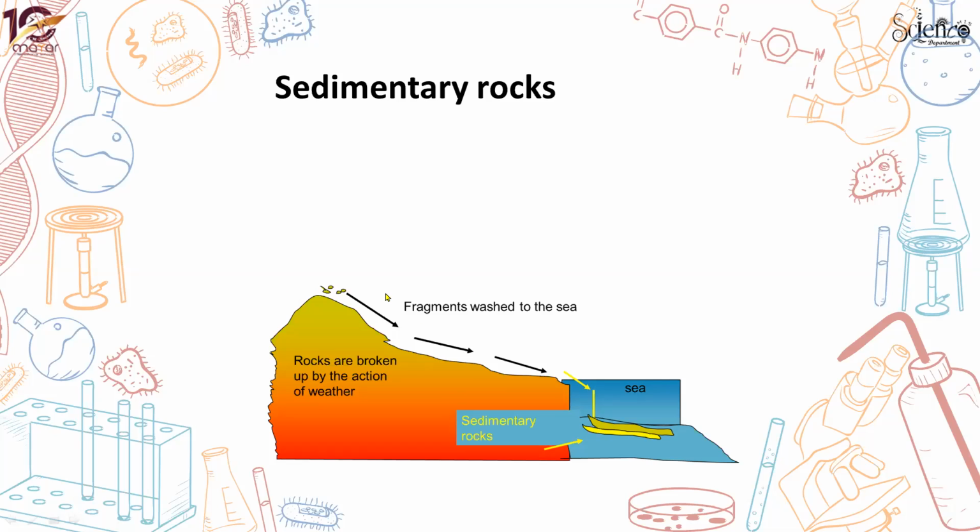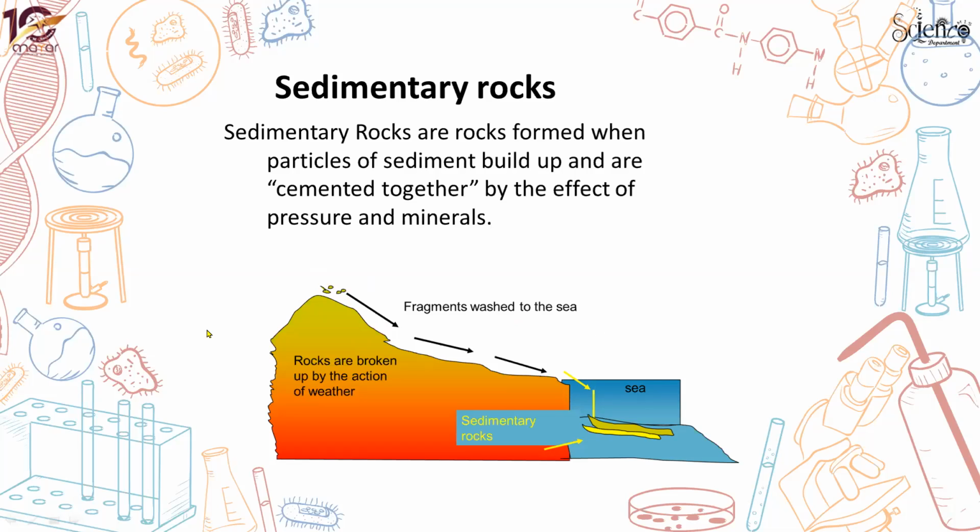Now look at this picture. So here I have fragments which move to the sea. In another way, you know that all the rocks on the surface are going under weathering and erosion. So because of weathering and erosion, the rocks are going to be broken into very small pieces or fragments. Now when these sediments join together, cemented together because of the pressure and because of the minerals, they're going to form sedimentary rock.